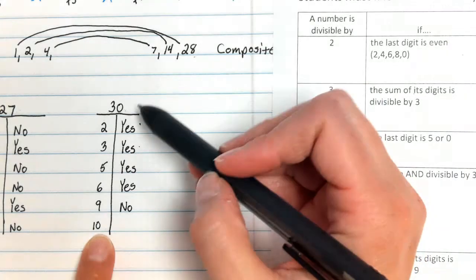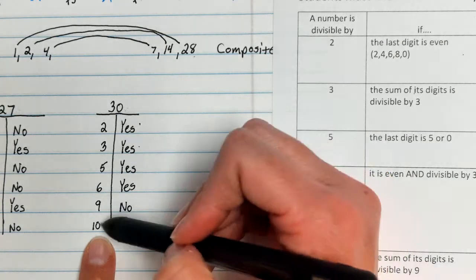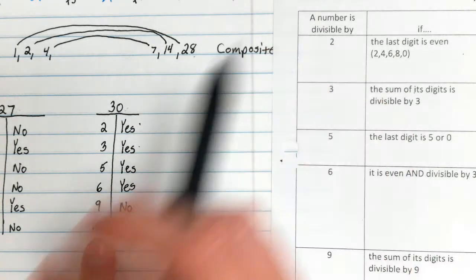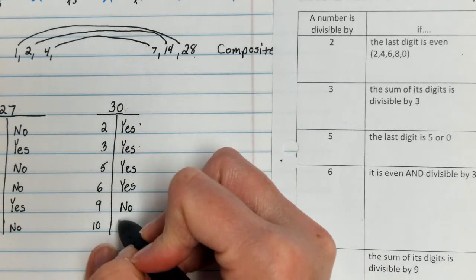All right? 10. I look at the last digit. The last digit is 0. Is 10 a factor of 30? Show me. Yes, because it ends in 0.